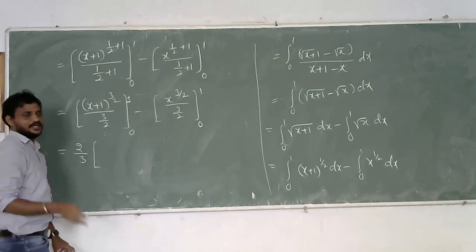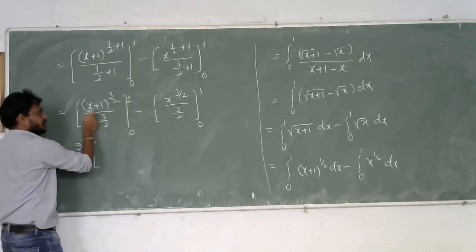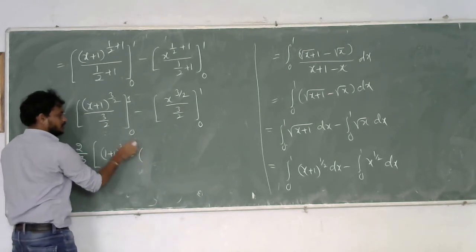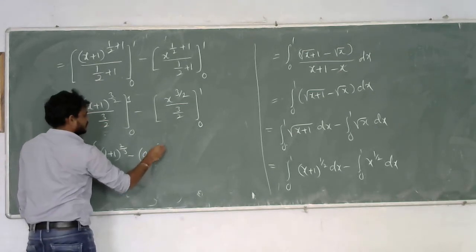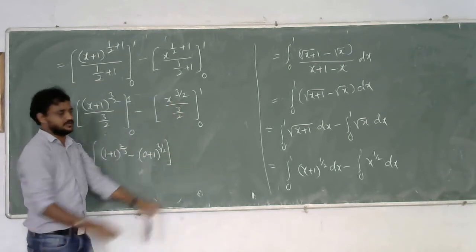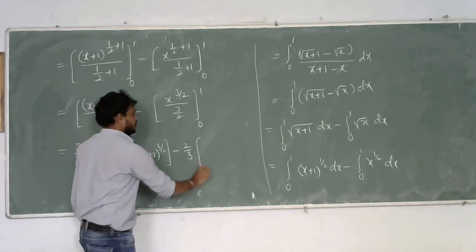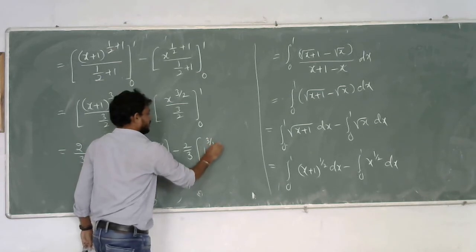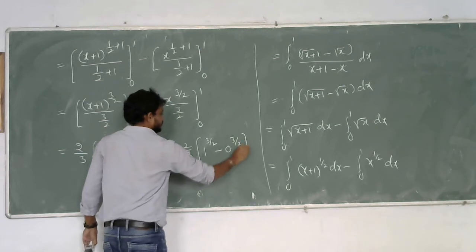First let us apply the upper limit in place of x. The upper limit here is 1, so it becomes 1 plus 1 to the power of 3 by 2, minus the lower limit, 0 in place of x, so you get 0 plus 1 to the power of 3 by 2. First term is over, and for the second term we can write minus 2 by 3 outside. Then apply the limits. Upper limit is 1 in place of x, so 1 to the power of 3 by 2, minus 0 to the power of 3 by 2 for the lower limit.